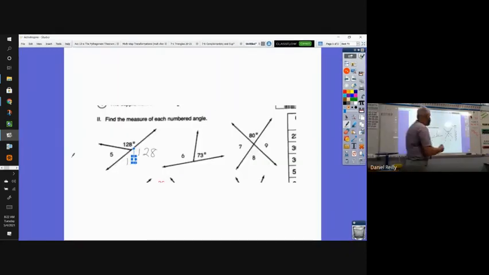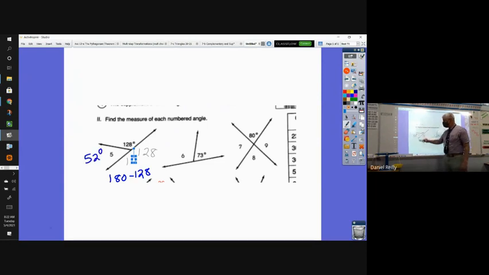So this is 180 minus 128 would be this answer right here. Okay, use your calculator. That's 52 degrees. So the answer to number 5 is 52 degrees. Over here, if you find 52 degrees, there's a letter next to it. That's the letter you put in block 5 at the bottom.